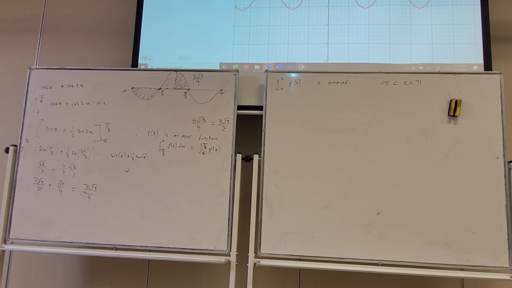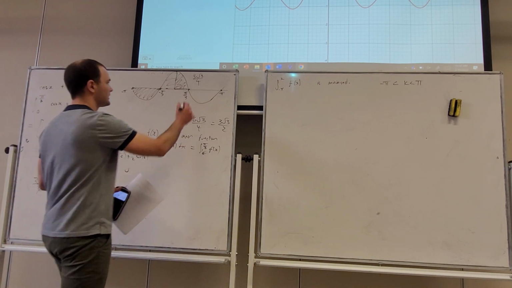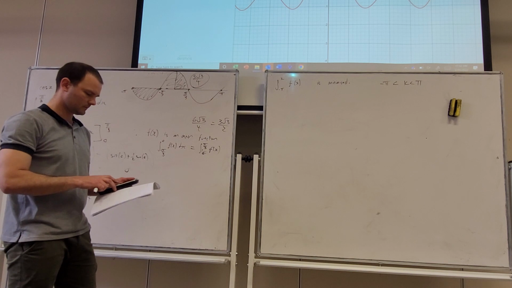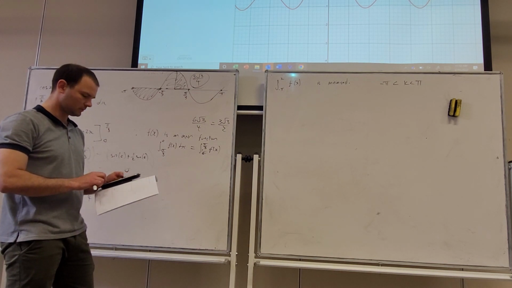Cos x plus cos 2x. Get your window the same. Minus 2 pi to pi. And then 1.299, okay, which is the exact same as this, I reckon, and you can check it. We go 3 root 3 on 4.